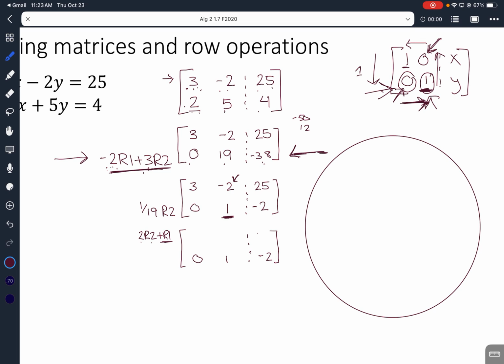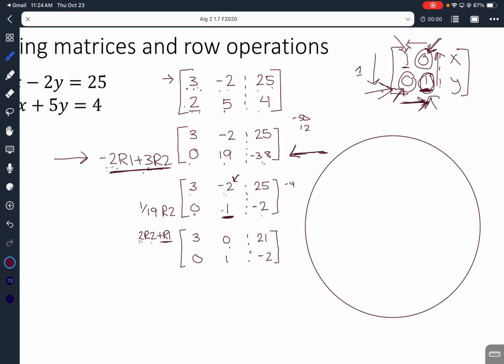So 2R2 plus R1. Well, 2 times 0 is 0 plus 3 is 3. 2 times 1 is 2, and -2 is 0. 2 times -2 is -4. So if you want to write -4 out here, can you? Yeah. 25 minus 4 is 21. So now I've got my 0, my 1, and my 0.